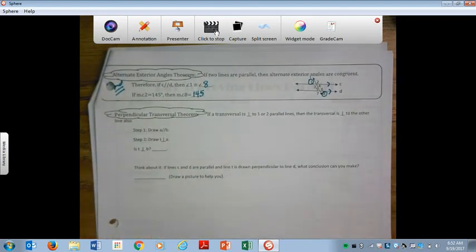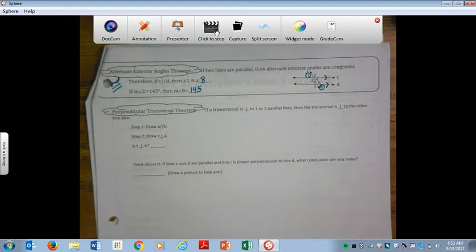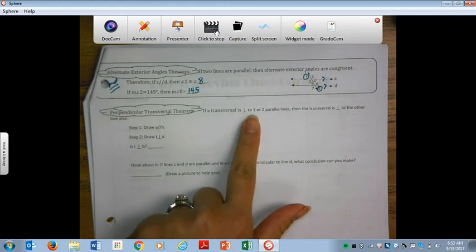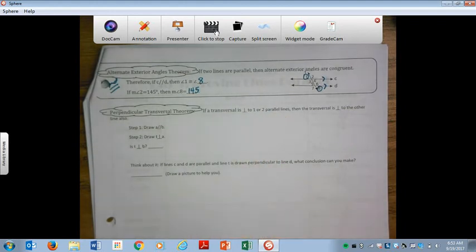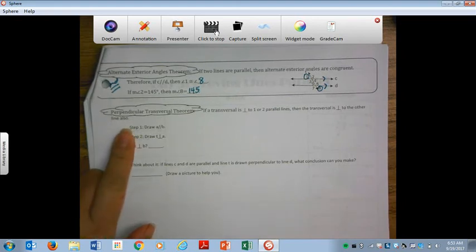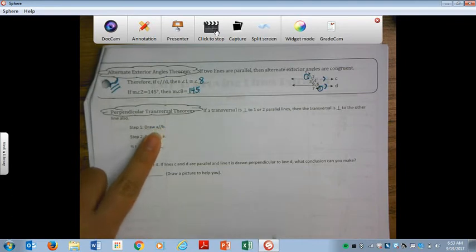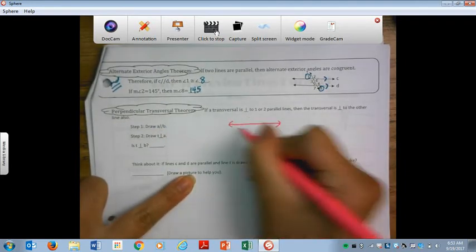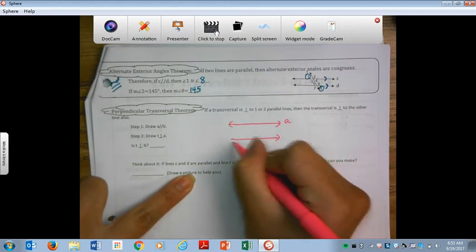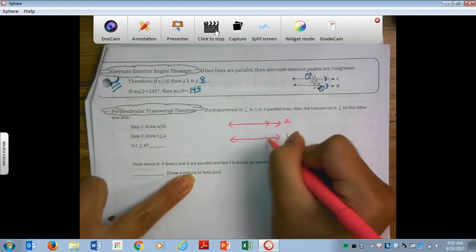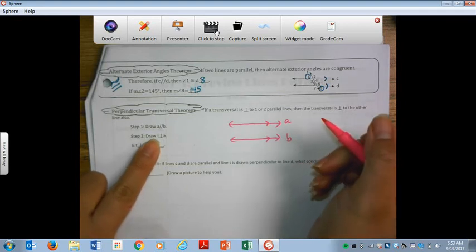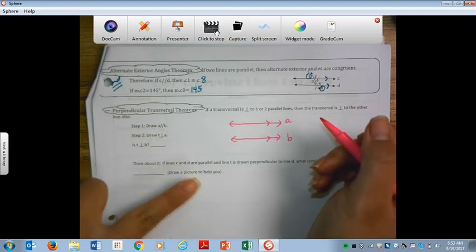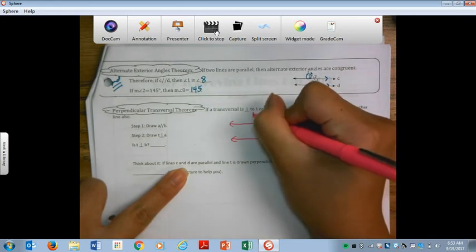All right. Let's end these notes with a couple of rules. The perpendicular transversal theorem. If a transversal is perpendicular to one of two parallel lines, the transversal is perpendicular to the other line also. So, step 1, it says draw A as parallel to B. So here's line A, here's line B, and to indicate they're parallel, I'm going to draw those arrows. Now, it says draw T perpendicular to A. I'm going to draw a transversal, and that's perpendicular to A.